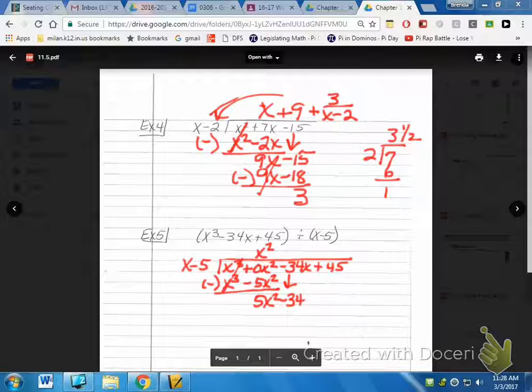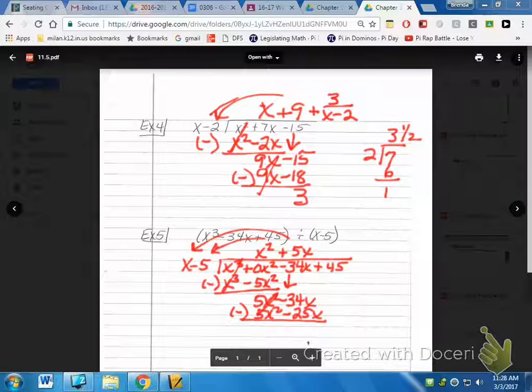Negative 34x. What times x would give me 5x squared? 5x, so plus 5x. Distribute it through. 5x times x, 5x squared. 5x times negative 5, negative 25x. We good? Yeah, that was the part I was confused about. Okay, don't forget you're subtracting. 5x squared minus 5x squared is gone. That's the part I'm not worried about.